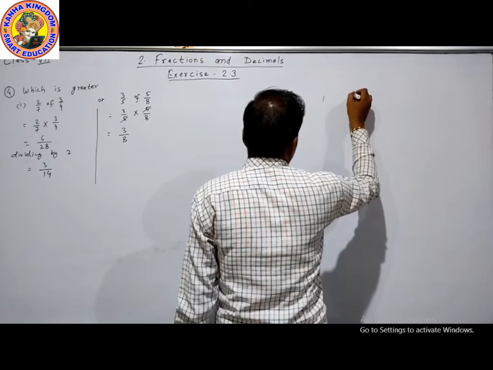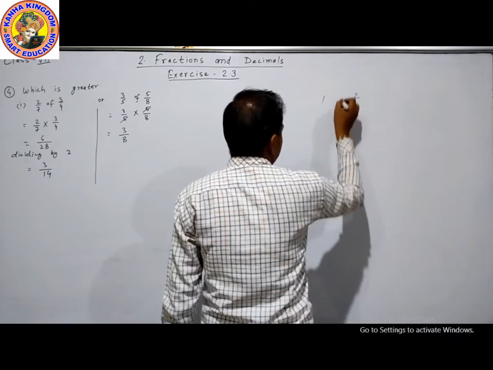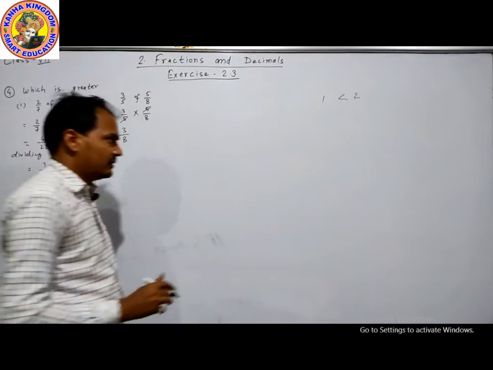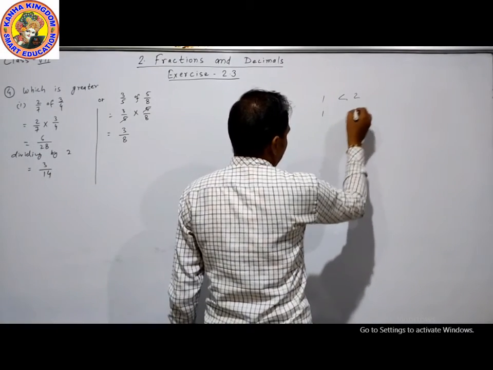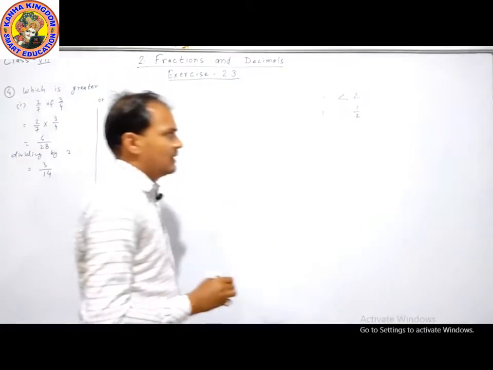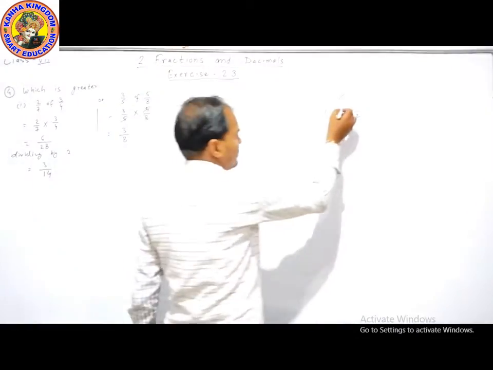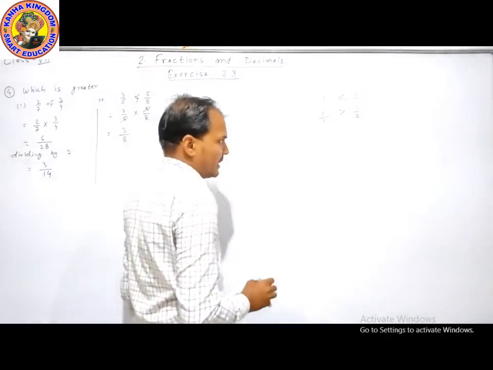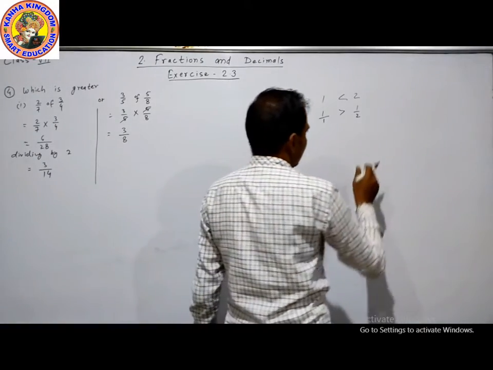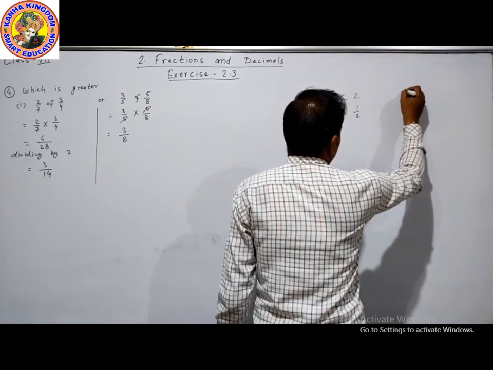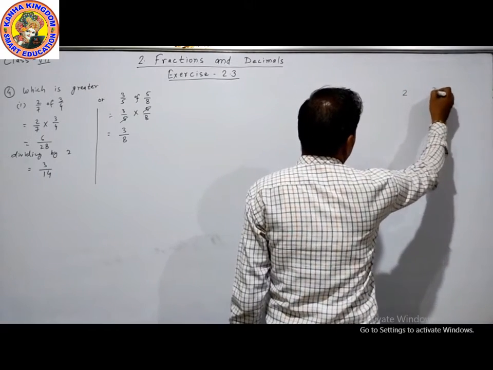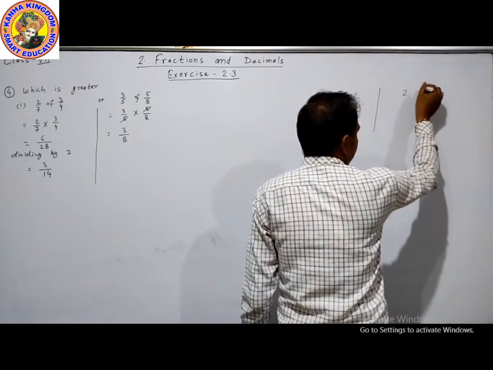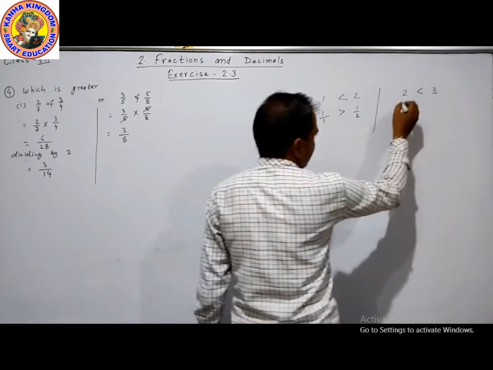Take 1 and 2, which one is greater? 2 is greater. 1 and half, which one is greater? 1 is greater. In this, the denominator part is 1. Now I am taking 2 and 3. Which one is greater? 3 is greater.